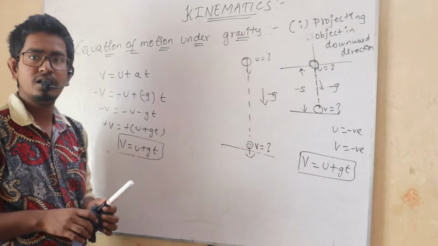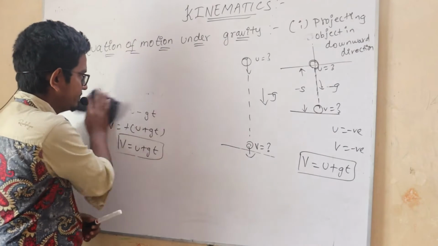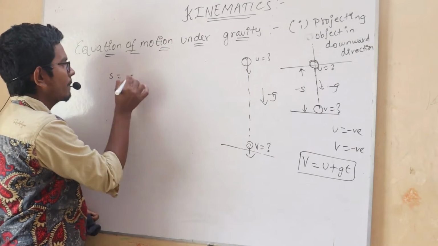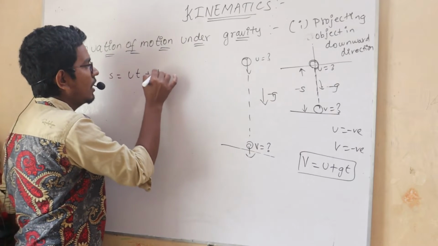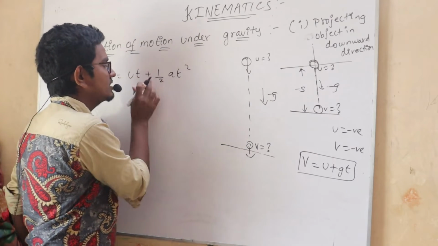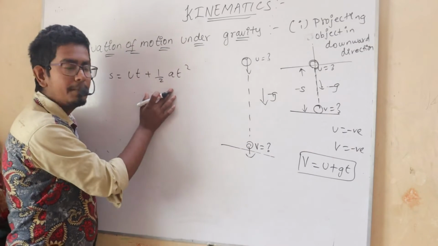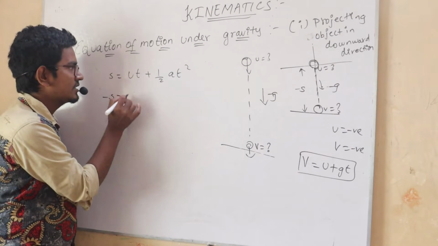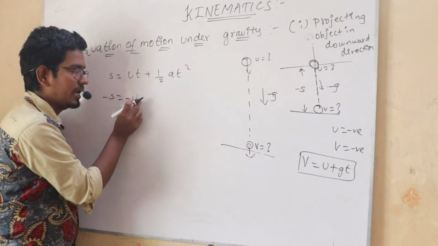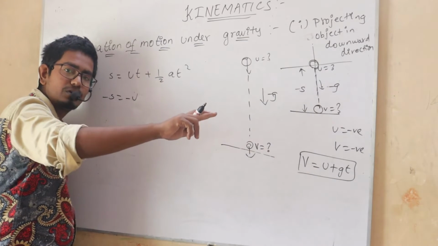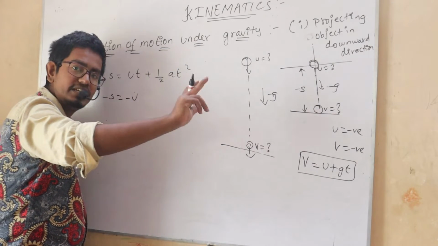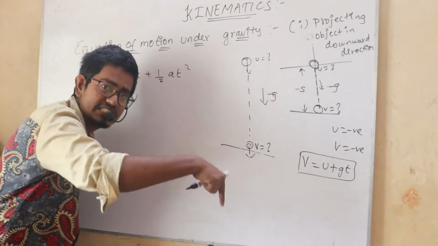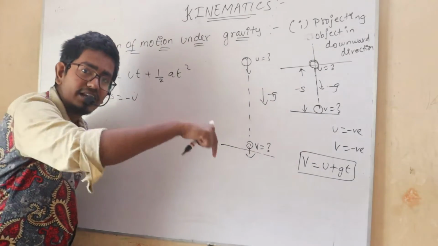Now I am going to use my second kinematic equation: s is equal to ut plus half at square. My displacement is in downward direction, so it is minus s. Velocity is in downward direction. I am projecting my body, my ball, in downward direction. Then you can see my velocity is along negative y direction.